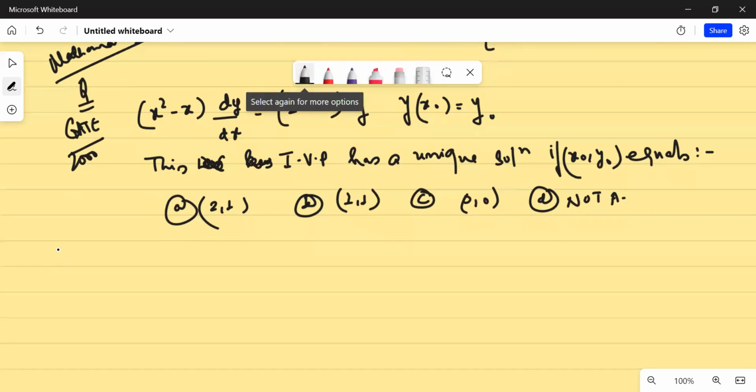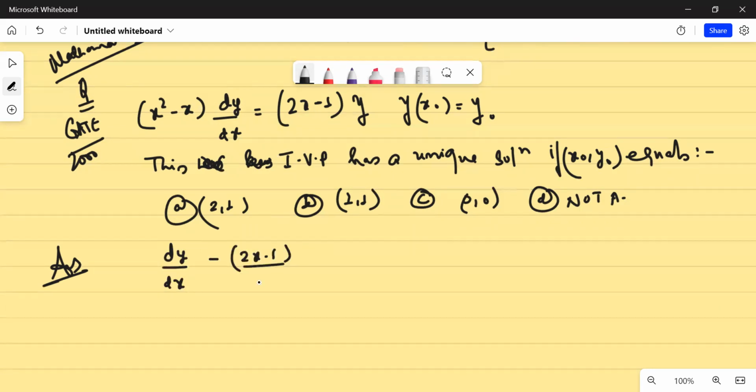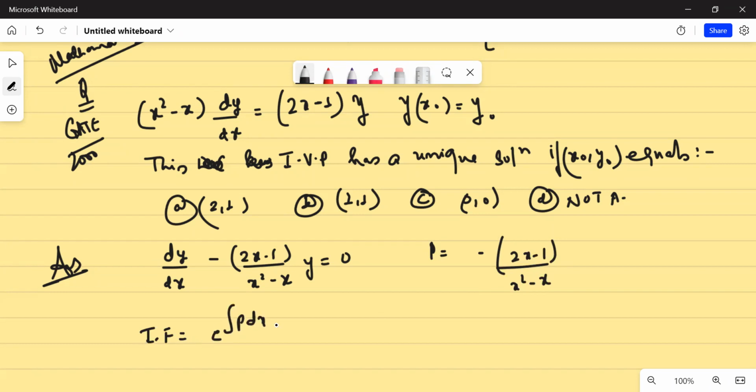This is a fairly easy differential equation. Let us solve it. So how to go about it? What I would do is rewrite it this way: dy by dx minus (2x minus 1) divided by (x square minus x) times y is equal to 0. Is that clear? So your p is equal to minus (2x minus 1) divided by (x square minus x). So your integrating factor would be equal to e power integral p dx, and that would be like e power minus integral.